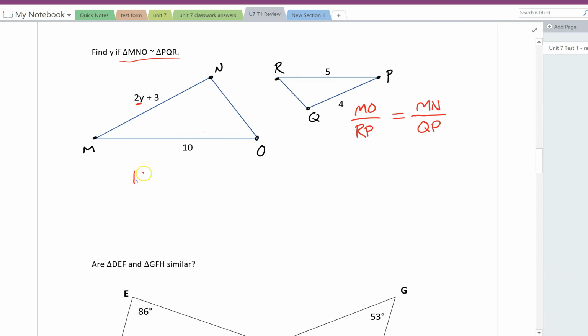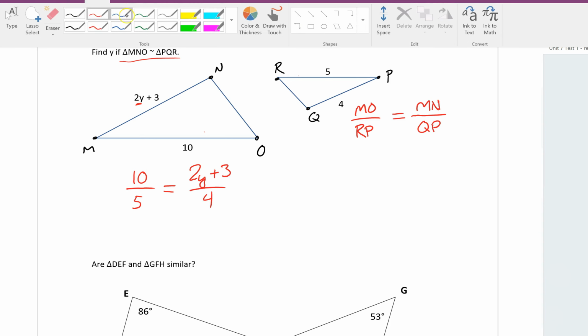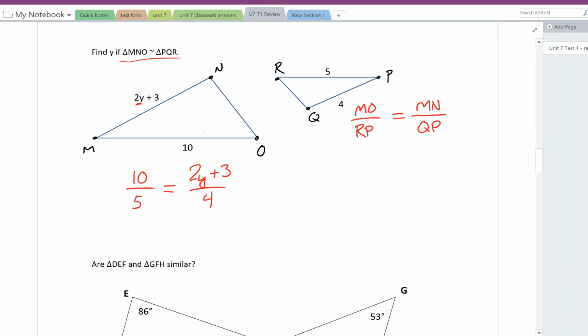I know MO is 10. I know RP is 5. I know MN is 2y plus 3. And I know QP is 4. We've gone over this a couple times, but if you forgot, that's all right.